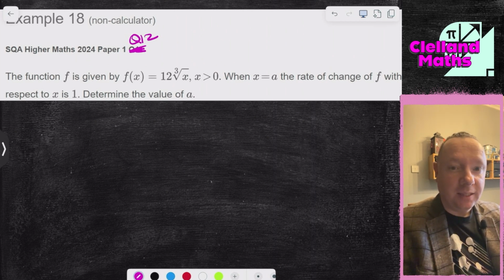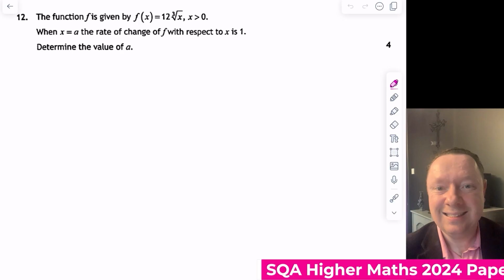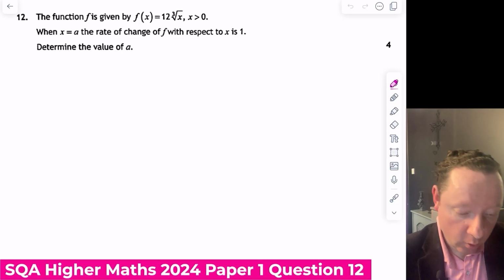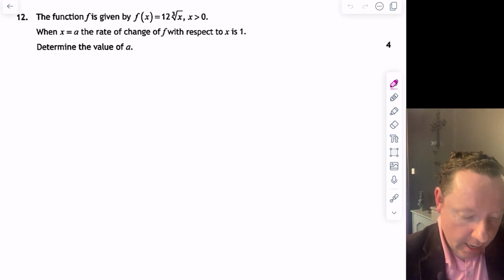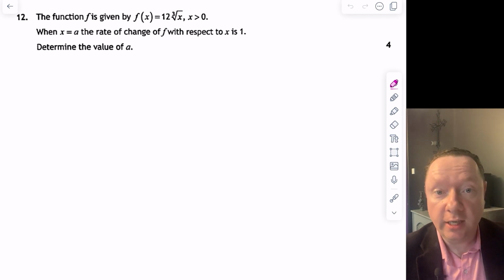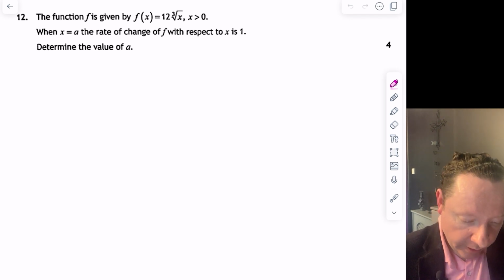Example 18, SQA Higher Maths 2024, paper 1, question 12. Maths.Scot says this is question 11, but it's actually question 12, I checked. A function f is given by f of x is 12 cube root of x, for x greater than 0. And it says when x equals a, the rate of change of f with respect to x is 1. Rate of change means differentiation. Find the value of a.